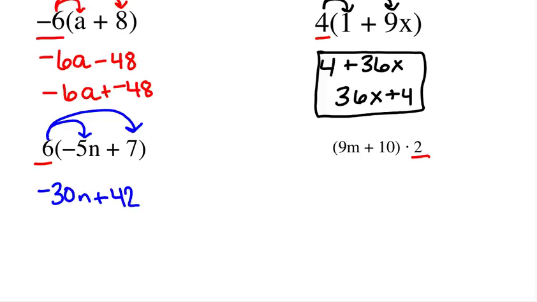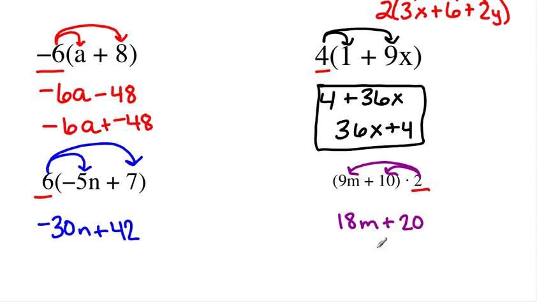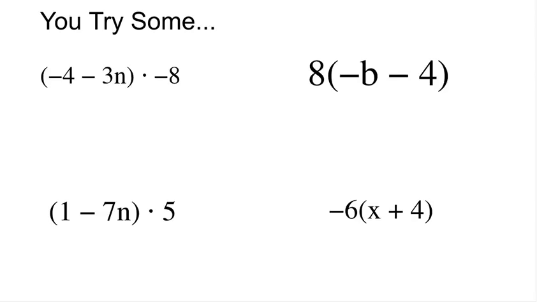Last but not least, we have the variable on the outside, but I still do it the same way. It doesn't matter which one I distribute it to first. I could start with the 10, I could start with the 9m. I'll start with the 9m just because, again, I want that variable to come first. 2 times 9 is 18 with an m. 2 times 10 is 20, and it's positive, so positive 20. All you have to do is multiply your parts out. So, on this screen, I want you to hit pause, solve some, and then come back.